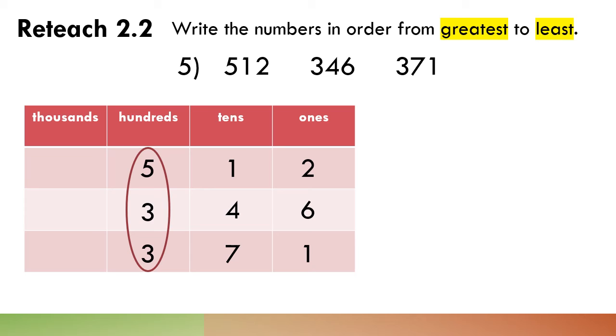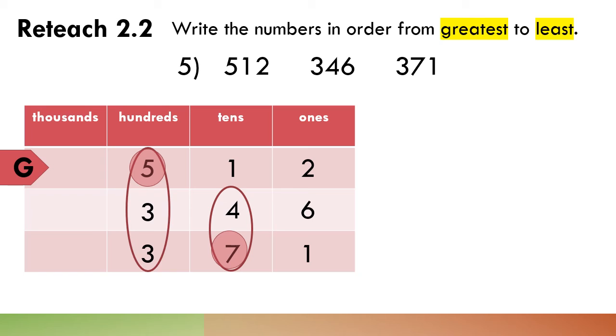And I can see that the 5 is a different digit than the 3 and the 3. And I know that 5 is greater than 3, so 5 is the greatest number here. That means that 512 is going to be my greatest number. So now I need to compare 346 and 371 starting in the next column, the tens. So when I move over here, I see a 4 and I see a 7. Now I see that 7 is the greater of the two. 4 is less than 7. 7 is greater than 4.